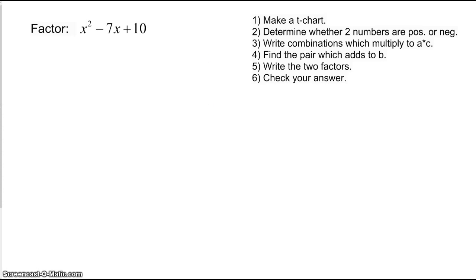Okay, so to do this one, we would make our t-chart. We're going to have two numbers that multiply and add to something. They're going to multiply to the two outside numbers multiplied, the a times the c. So that's 1 times 10, so positive 10. And they need to add to negative 7. Now, since they're multiplying to a positive, there's two ways that can happen, right? They can either both be positive or they can both be negative, because a negative times a negative is a positive also.